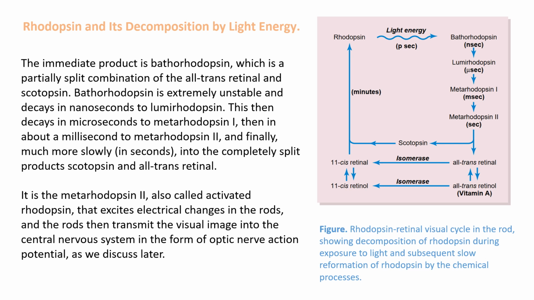It is the metarhodopsin II, also called activated rhodopsin, that excites electrical changes in the rods, and the rods then transmit the visual image into the central nervous system in the form of optic nerve action potentials, as we discuss later.